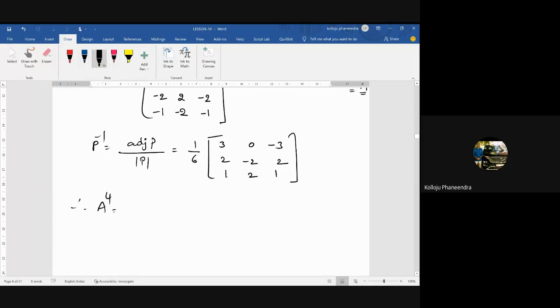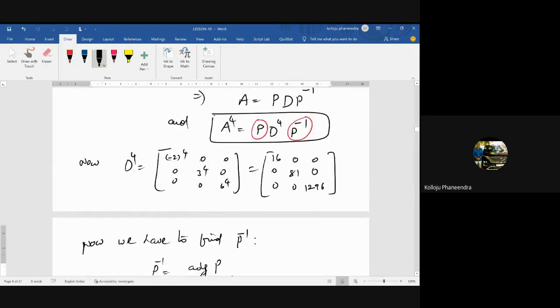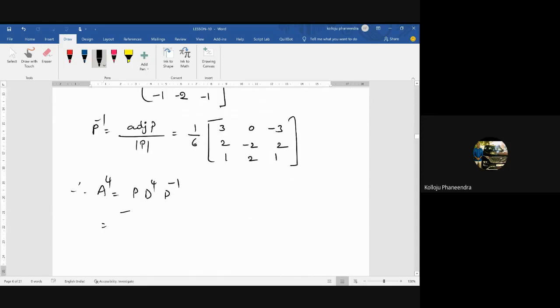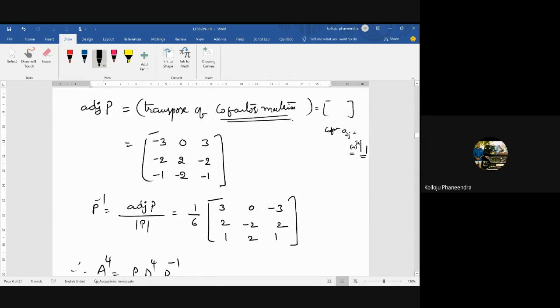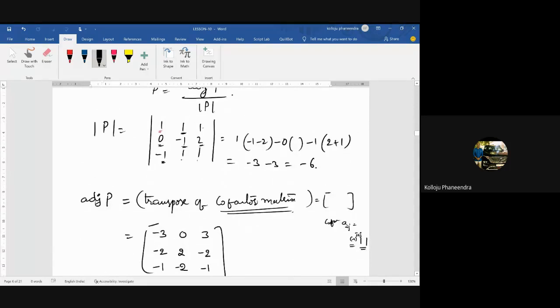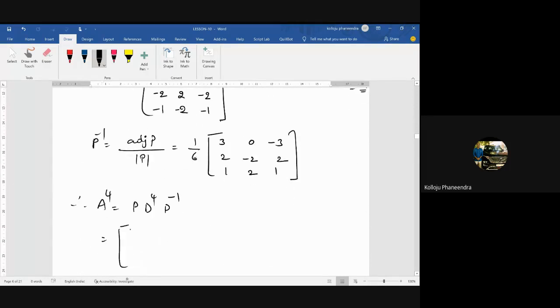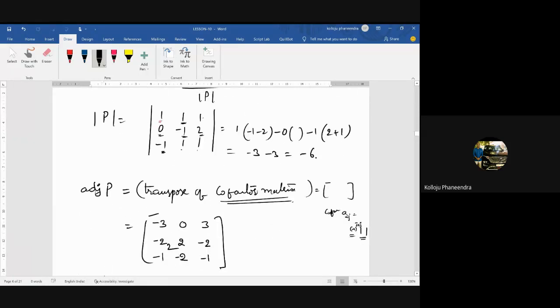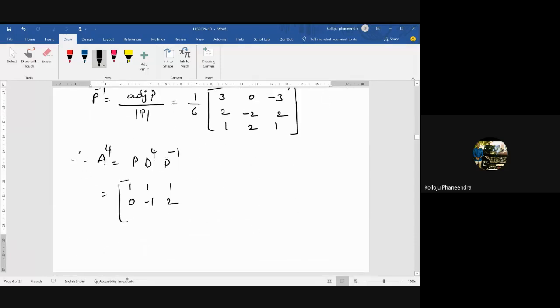Therefore, A power 4 equals P D power 4 P inverse. Isn't it? Right? P D power 4 P inverse. Substitute every value here. Now, matrix P: 1 0 minus 1, 1 1 0, minus 1 2 1, 1 1 0 minus 1 2, minus 1 1 1, minus 1 1 1. And D power 4: 16 0 0, 0 81 0, 0 0 1296, and 1 by 6 is here.